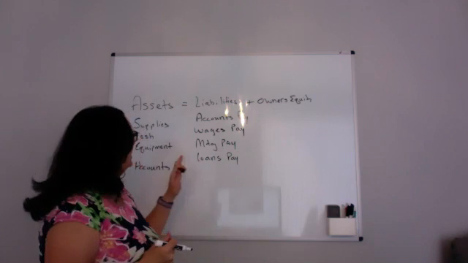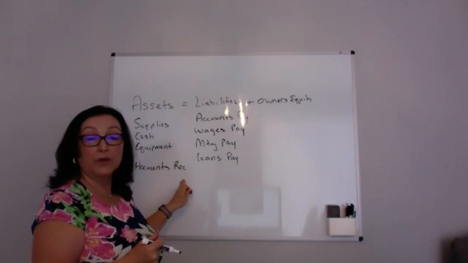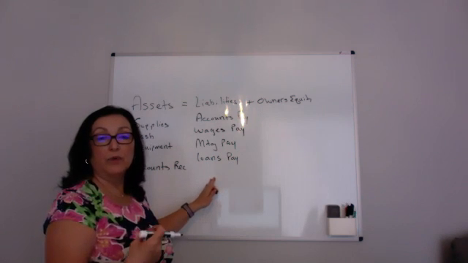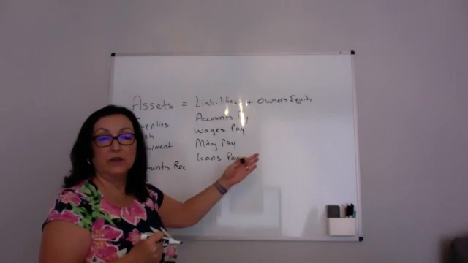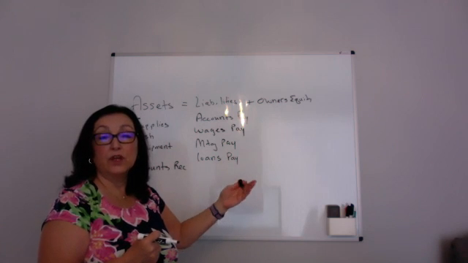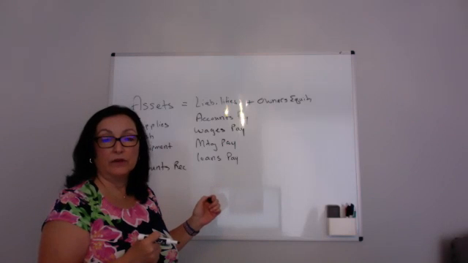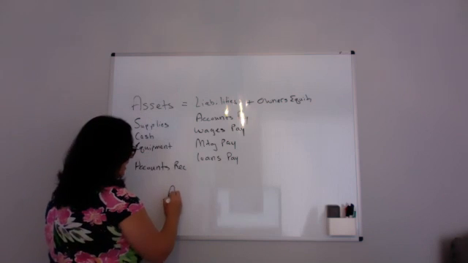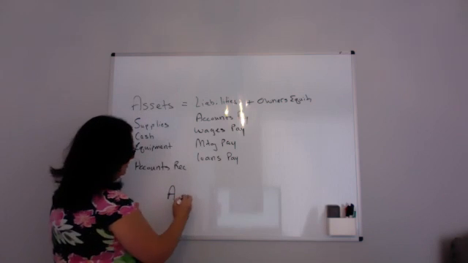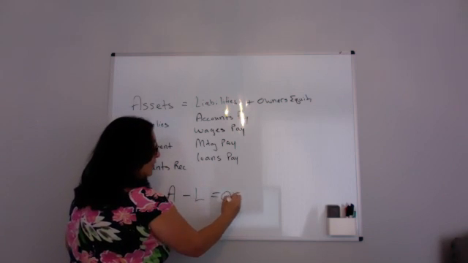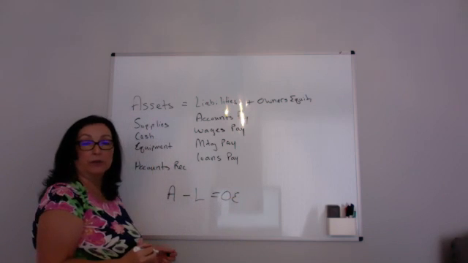So if assets are resources that the company owns, liabilities are items that the company owes to outside entities, then what is owner's equity? Well, owner's equity is the owner's claim on the assets of the business. And if we rewrote the accounting equation, if we took all of our assets and paid off all of our liabilities, what we would have left is owner's equity.